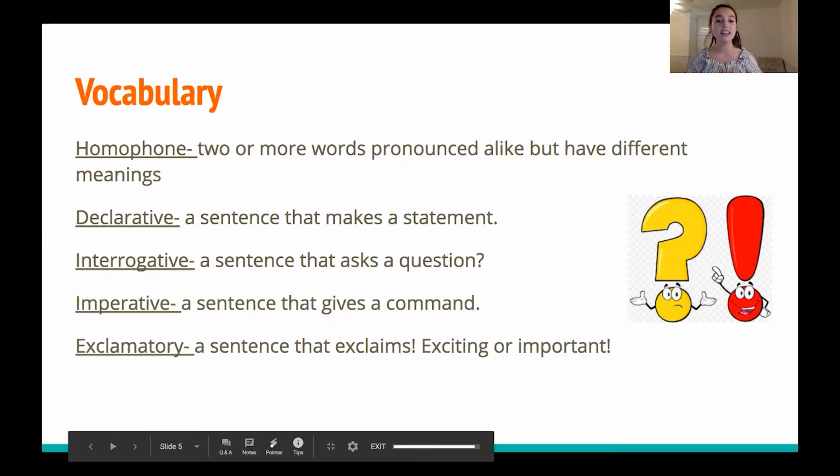And lastly, let's talk about exclamatory. Exclamatory is a sentence that exclaims or is exciting and important. And for that sentence, we use an exclamation point. So you can look on the right of your screen and you will see a question mark and an exclamation point. The question mark is on the left and that's the question. That's why his hands are kind of up like this. And our exclamation mark is right here, and that's when we're excited about something or we have something important to say, something that we want to come across as very important. That's when we use an exclamation point. All right, moving on.